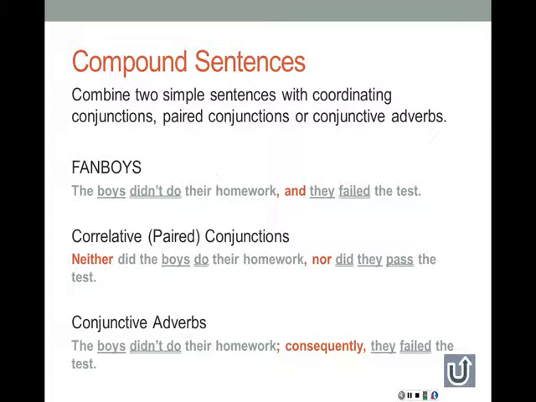Now let's talk about the third kind of compound sentence using transition words, or what we call conjunctive adverbs. You can remember either one of those. You can also use a variety of transition words or conjunctive adverbs to combine simple sentences. Notice that the punctuation is different in this new example. The boys didn't do their homework, semicolon, consequently, comma, they failed the test. We use semicolons and commas with conjunctive adverbs when they combine simple sentences. We don't use question order like paired conjunctions.